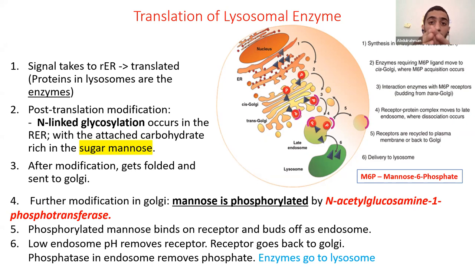The Golgi will recognize this mannose. And the Golgi apparatus has a specific enzyme known as an N-acetylglucosamine phosphotransferase. It puts a phosphate on the N-acetylglucosamine. What part of the N-acetylglucosamine? The mannose. Therefore, the mannose will become phosphorylated mannose. Once there is phosphorylated mannose, it will be recognized by a special receptor that only recognizes phosphorylated mannose. This special receptor will take this phosphorylated mannose and put it in an endosome.